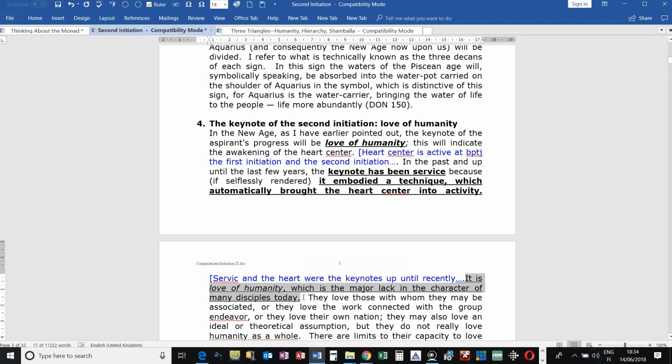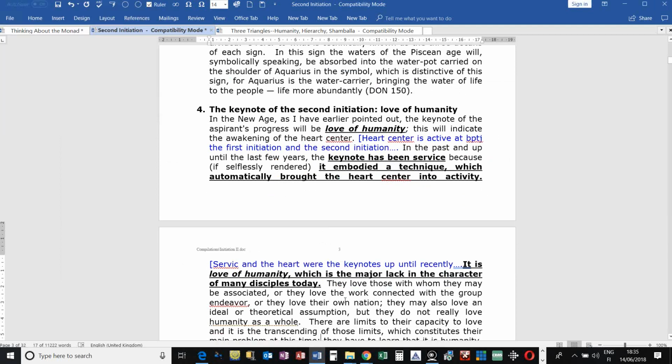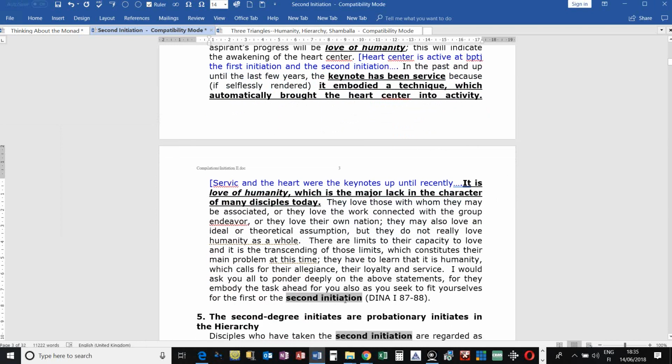Well, that's so utterly true. And we have only to search our own motives and wonder how we got into certain esoteric groups and became students of the Tibetan and find ourselves aspiring towards growth. And is it the love of humanity and the desire to serve the loved humanity which brought us there? The Tibetan seems to tell us it is not. They love those with whom they may be associated. Here's the rebuke, huh? Or they love the work connected with the group endeavor, or they love their own nation. They may also love an ideal or theoretical assumption, but they do not really love humanity as a whole.